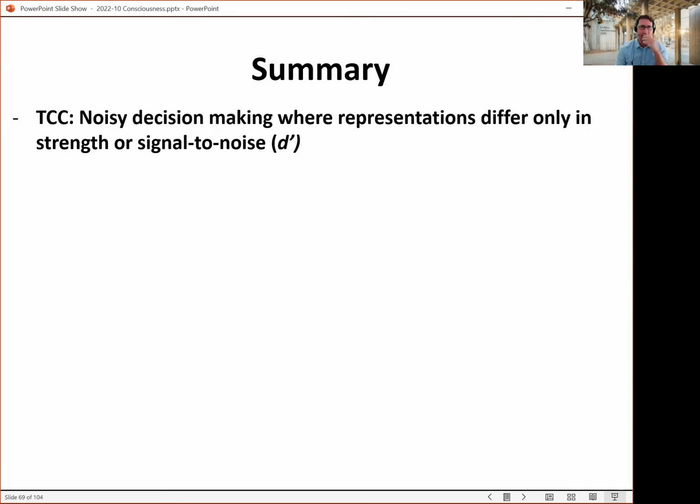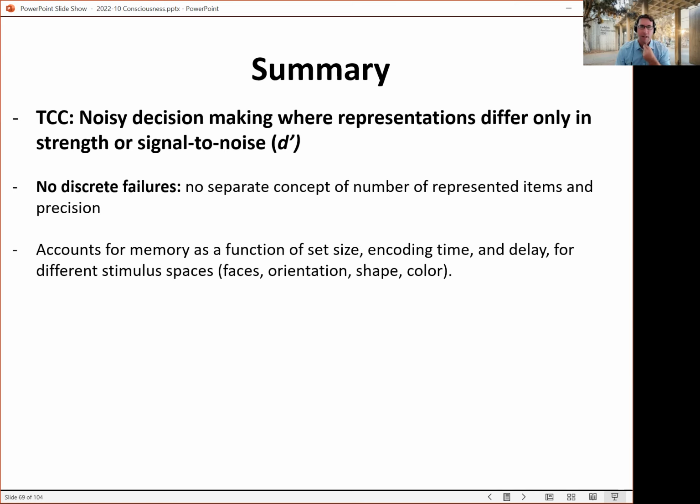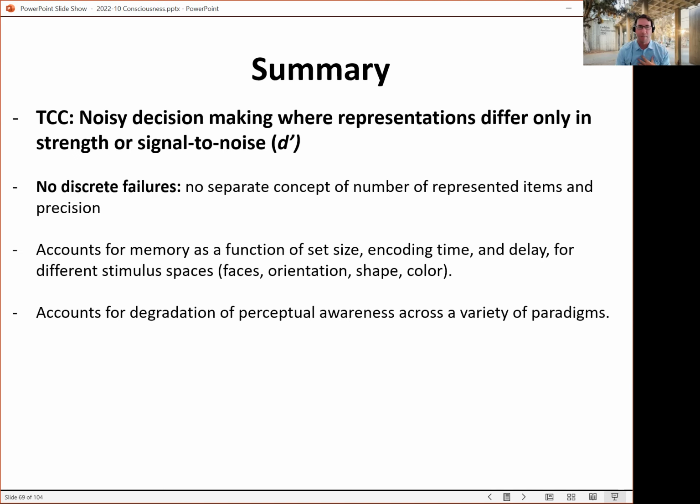And so noisy decision-making where items differ only in strength or signal to noise, D prime, seems to account for performance across a wide variety of these continuous reproduction tasks, with no concept of discrete failures necessary. You just don't have to add that assumption. It doesn't add anything to add that assumption, and so it loses in model comparisons. This works really well to account for memory in different stimulus spaces, set sizes, encoding times, delays, and so on. I only showed you some of that.